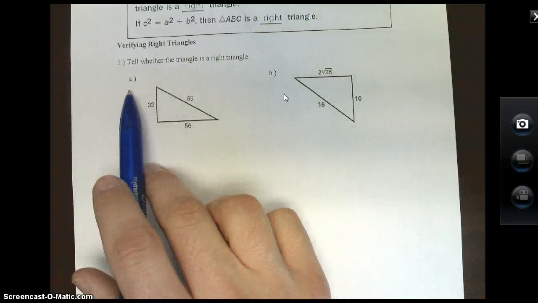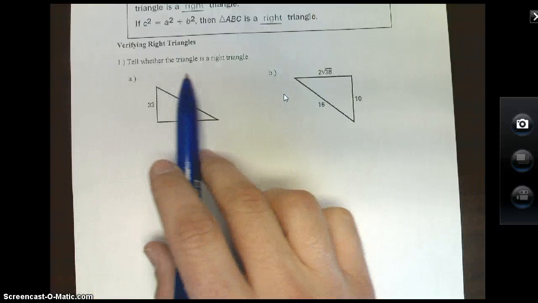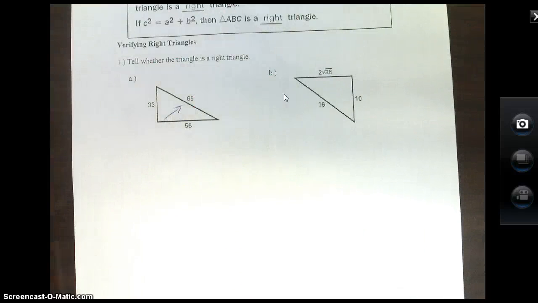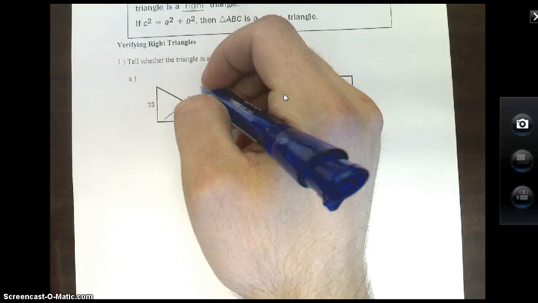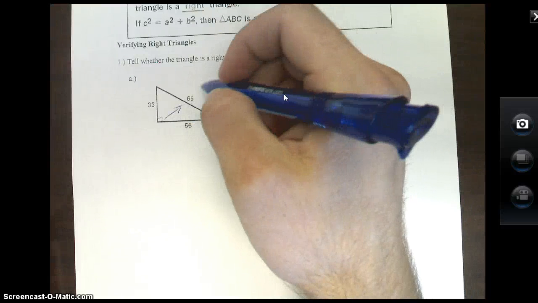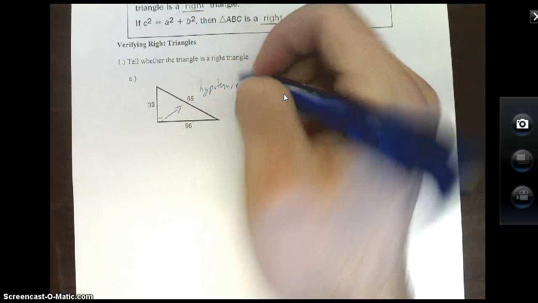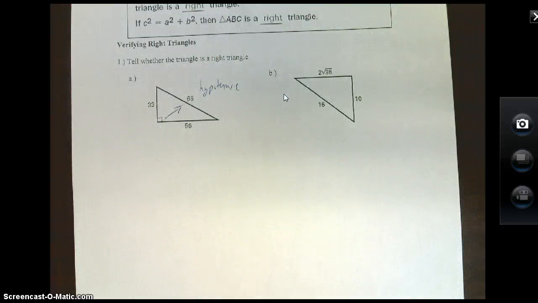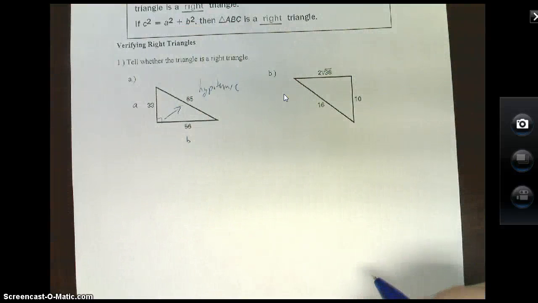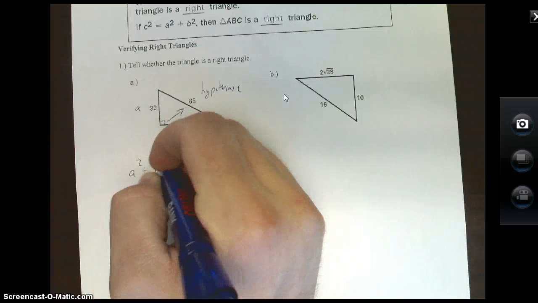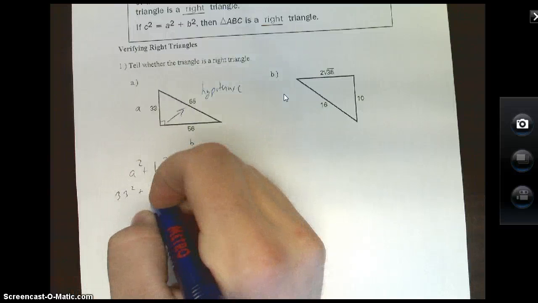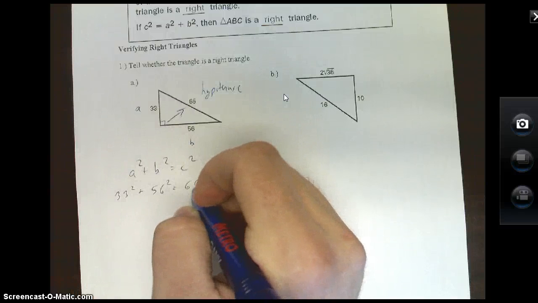Okay, so let's take a look at number one here. Tell whether the triangle is a right triangle. Our first goal, as you will probably come to love and appreciate the next couple of days, is find your hypotenuse. So across my right angle, assuming this is the right triangle, this would be your hypotenuse. For these problems, since we don't know exactly what the right angle is, you're just looking for the longest side. Okay, so 65 is the longest. Here are my two legs, which I'll call a and b. We know a squared plus b squared equals c squared. So 33 squared plus 56 squared equals 65 squared.